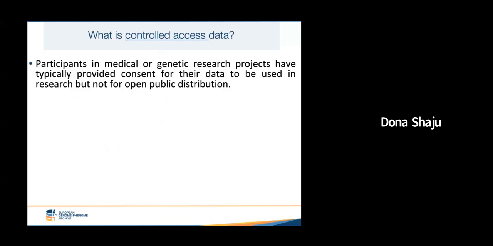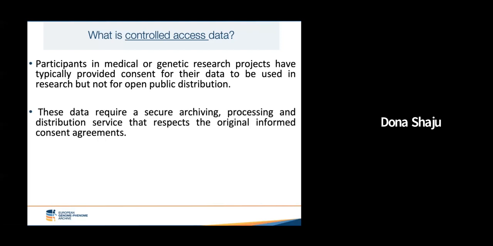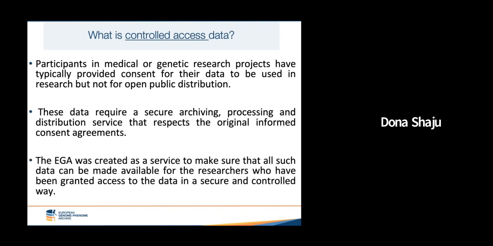So what is controlled access data? Participants in medical or genetic research projects have typically provided consent for their data to be used in research, but not for open public distribution. And these data require a secure archiving, processing, and distribution service that respects the original informed consent agreements. So without consent, the data cannot be generated or shared. And thus, the EGA was created as a service to make sure that all such data can be made available for the researchers who have been granted access to the data in a secure and controlled way.